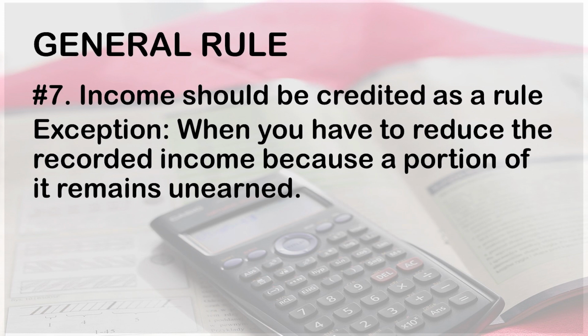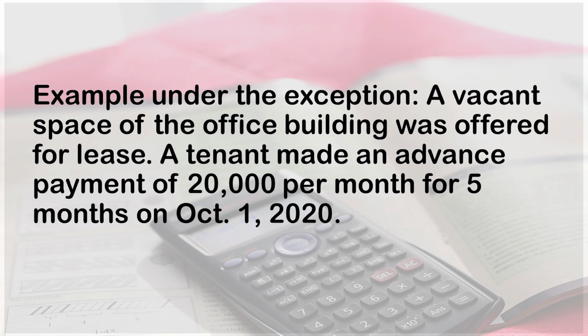Let's proceed now to the example under the exception on rule number 7. Take note, under rule number 7, income should be credited as a general rule. Under the exception, income should be debited. The instance is when you are reducing the recorded income, or when you are making an adjustment because a portion of that recorded income remains unearned. For easy understanding of the exception under rule number 7, let's have a simple illustration.